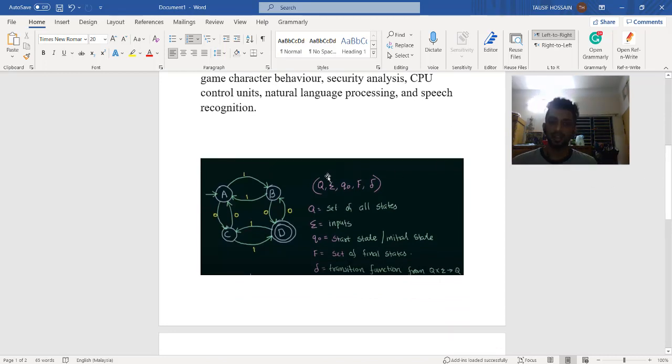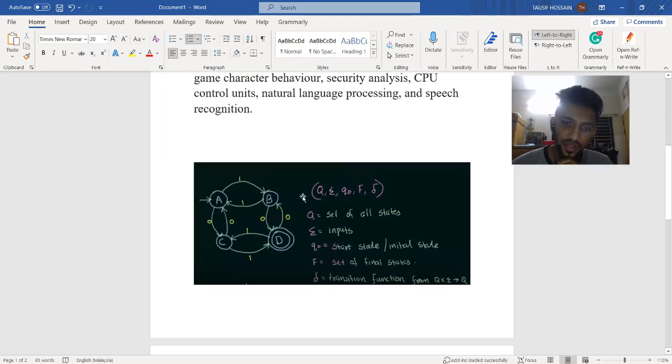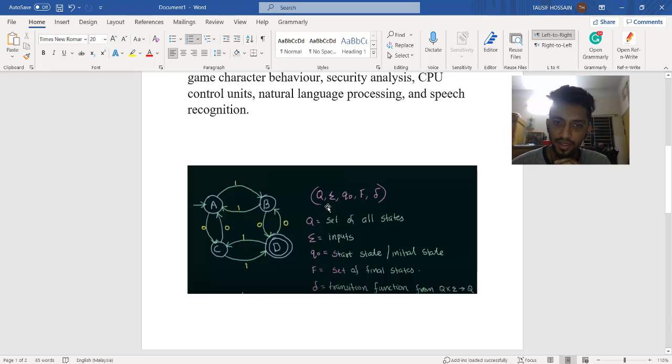So now we can see a picture of DFA here. A DFA should have a set. There should be Q, which is the set of all the states. Sigma is the inputs. Q naught is the starting state or the initial state. F is the set of final states, and delta is the transition function.